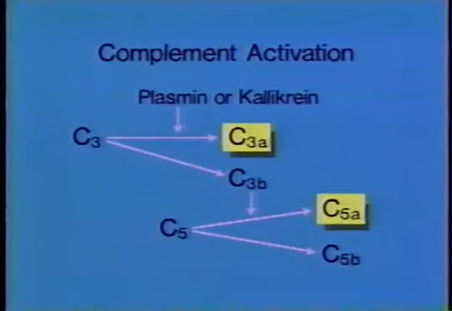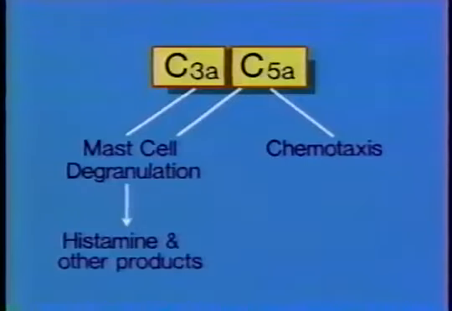Activation of complement can occur during inflammation because both plasmin and kallikrein are capable of splitting the third component of complement into its active fragments C3a and C3b. The latter activates C5. The small polypeptide fragments C3a and C5a cause degranulation of mast cells and histamine release. C5a is also chemotactic for leukocytes.